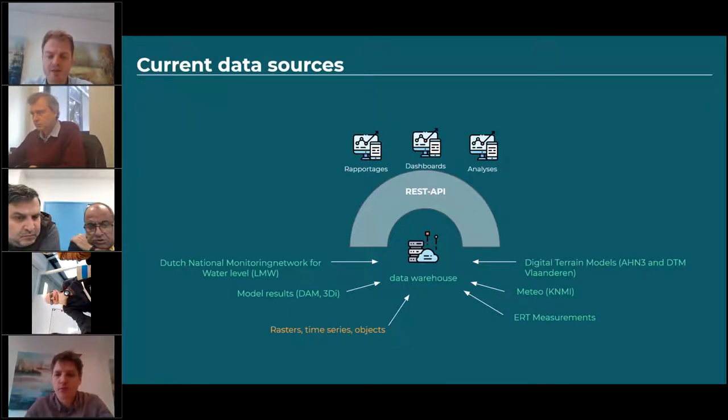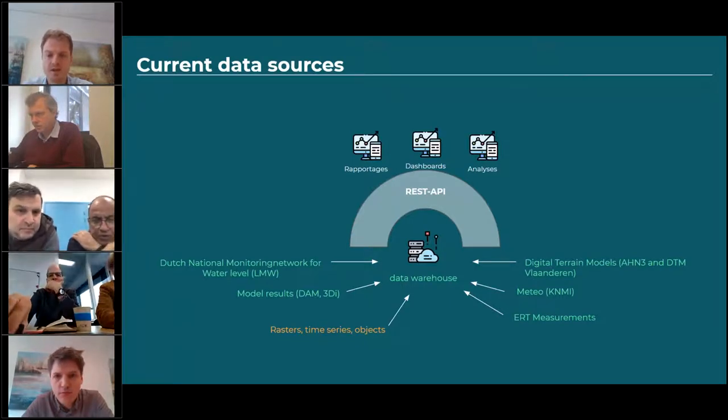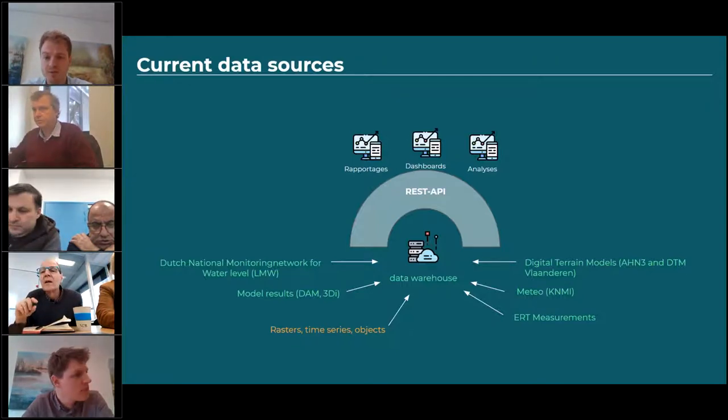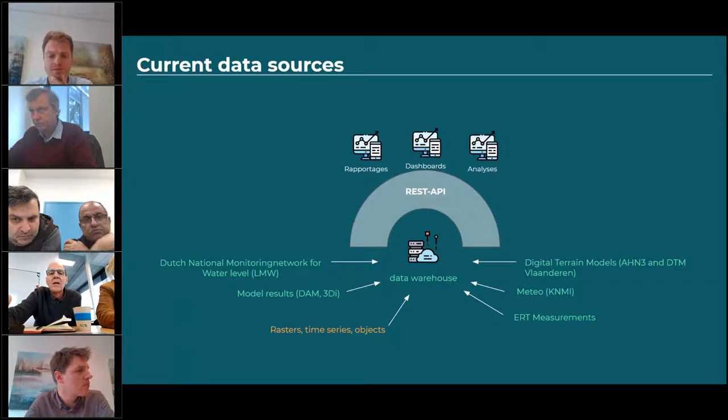Furthermore, there is meteorological data available from the KNMI and from the National Rain Radar, which is a Dutch weather forecast and measurement, and is based on German, Belgian, and Dutch radar images. It's available from 2010 up till now, and will be available through the whole of the project. And furthermore, we have some electro resistance measurements available, which are currently only reports.